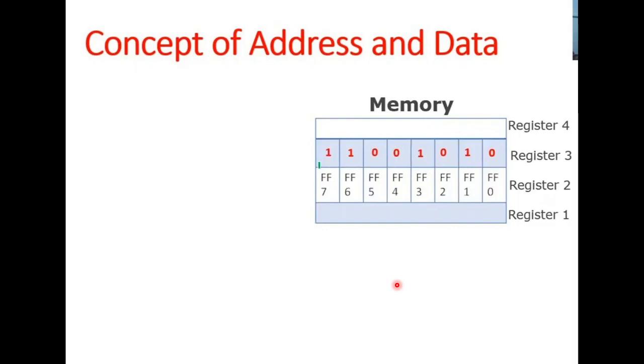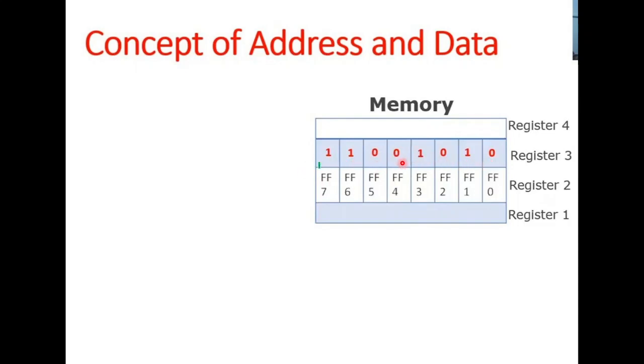Now we are going to discuss the concept of address and data. See here, we have 4 registers, and all 4 registers are connected. This is my memory. Each register consists of 8 flip-flops, which we have shown in the second register. These 8 flip-flops can store 8 bits. See here, in register 3 we have 8-bit data.